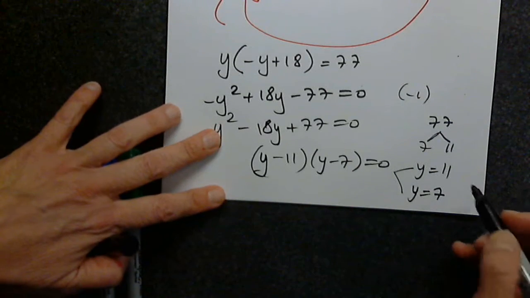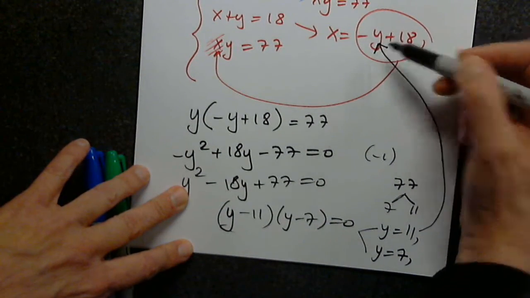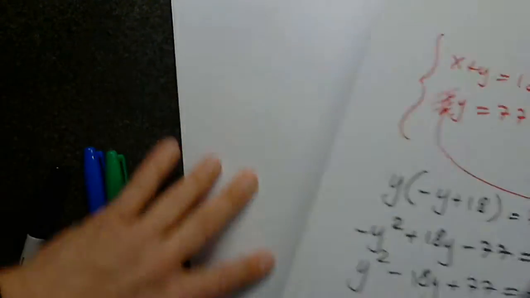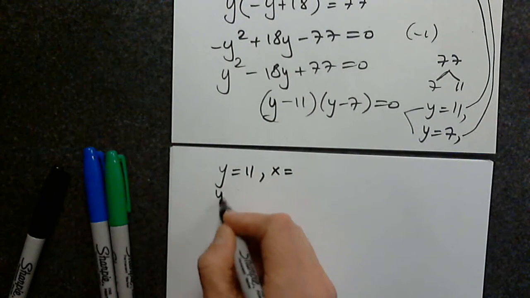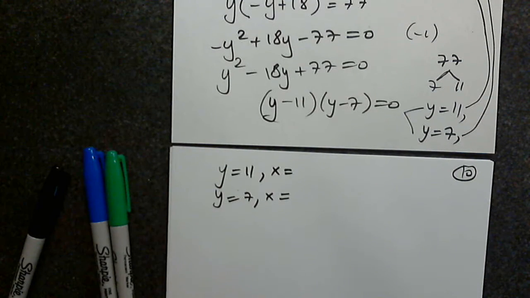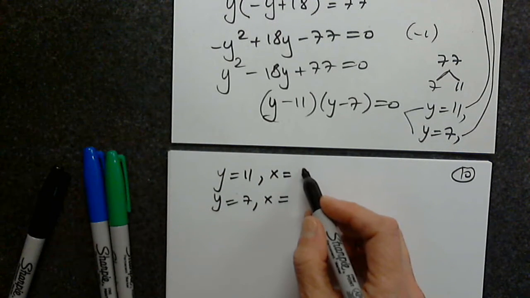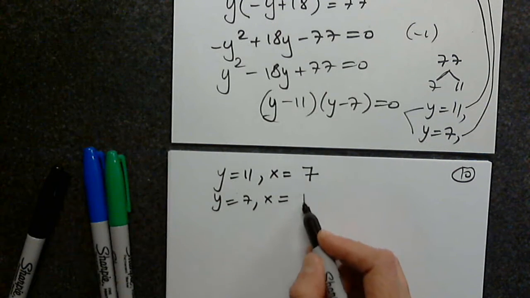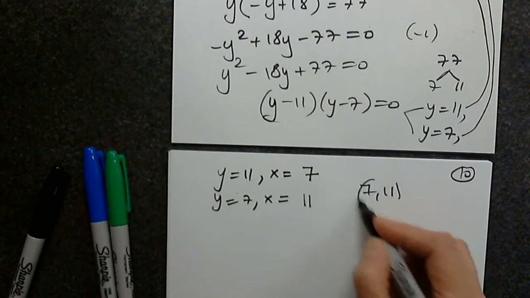But this is not good enough. I need to determine the corresponding x values. So I go back and replace y to get x. When y is 11, how much is x? And when y is 7, how much is x? So when y is 11, x is 7. Good. And when y is 7, x is 11. That's it. So it's 7, 11, or 11, 7.